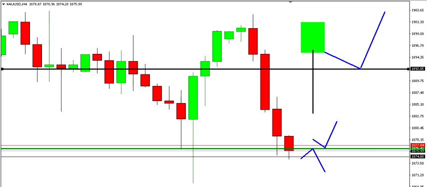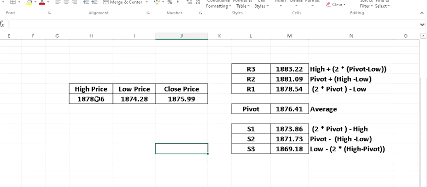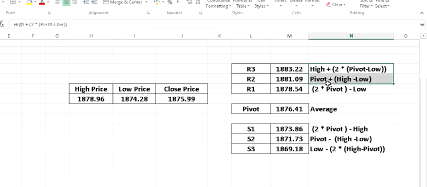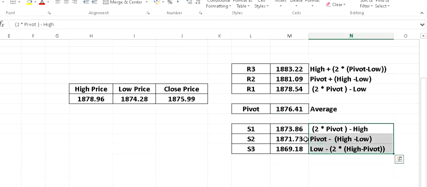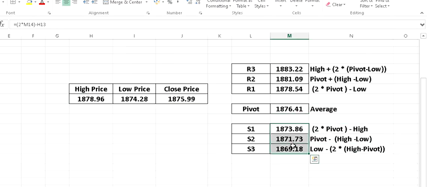So let's take a look at the calculation one more time. If you have your high price, your low price, and your close price, you calculate using these formulas on the Excel sheet. You calculate using these formulas for resistance 1, resistance 2, and resistance 3. Then you calculate using this formula the average, adding all these values divided by 3 to calculate the pivot. Then you use these formulas to calculate the support levels.